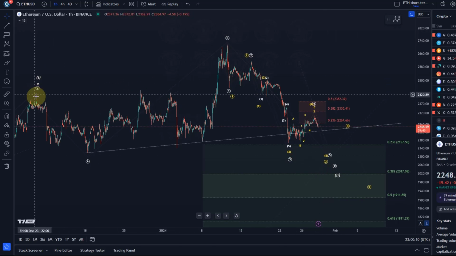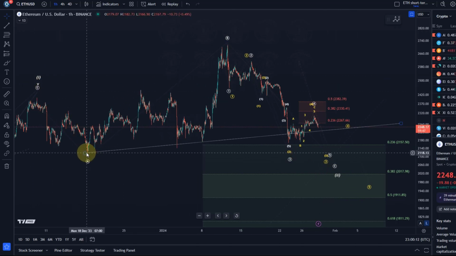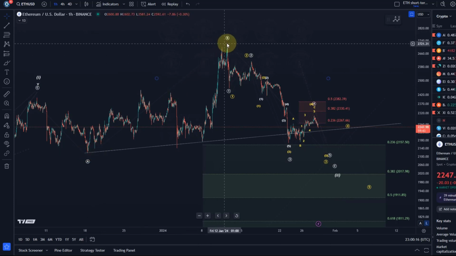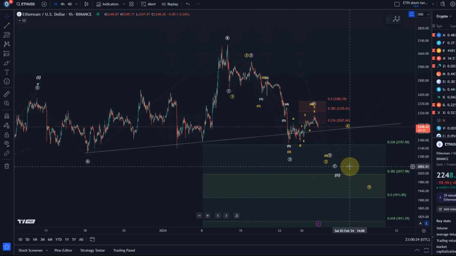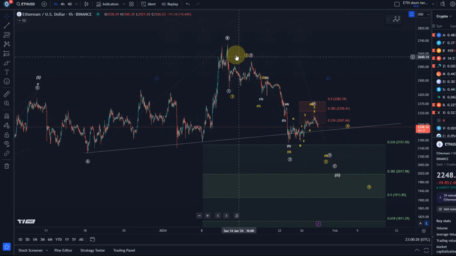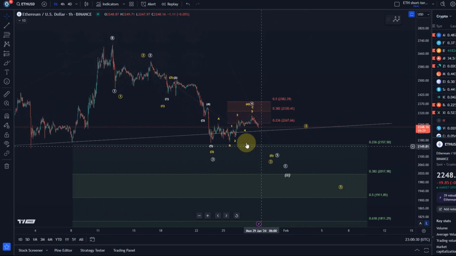If we look at this, we have an A wave to the downside, which bottomed here around the 18th of December. An overshooting B wave, which topped around the 12th of January. And then this C wave to the downside should be really a 5-wave pattern. So far, we only have 3 waves down.